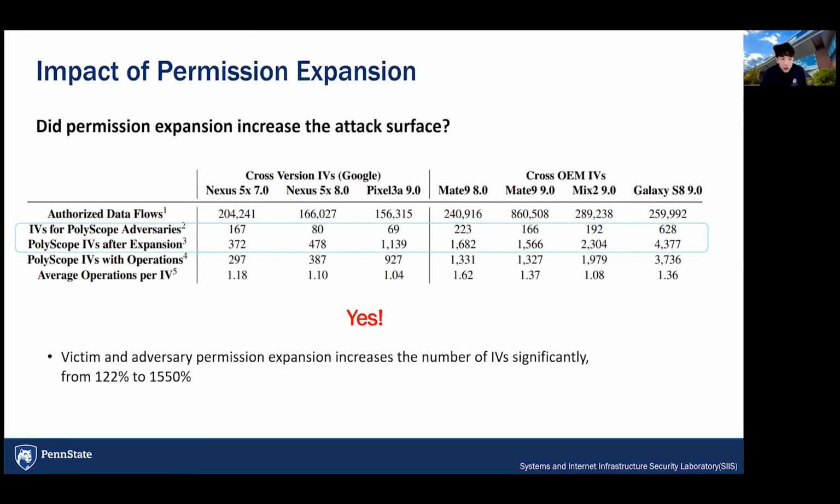And the next question is, did permission expansion increase the attack surface? And the answer to that is also yes. By considering access control policy flexibility, the IV number actually increased from 122% to 1,550%.